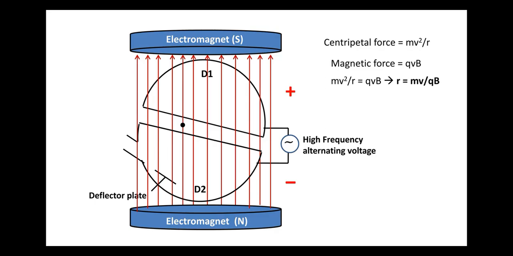Now here a very important thing is that radius is equal to mv upon qB. Here m is the mass of the particle, q is the charge, and B is the magnetic field strength. So all these quantities are constant. That means the radius is directly proportional to the velocity of the particle. So it indicates that as the velocity of the particle increases, it follows a slightly bigger circular path.